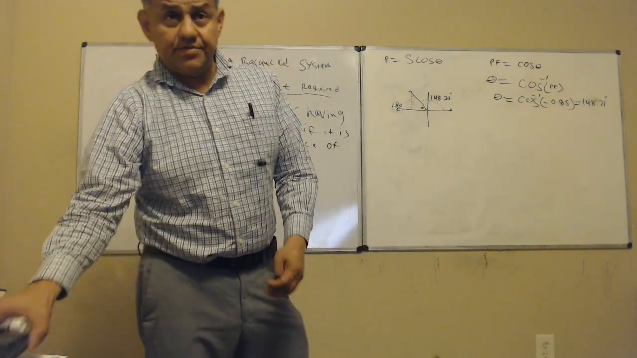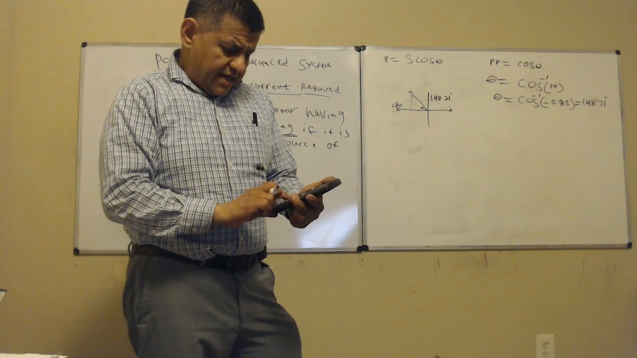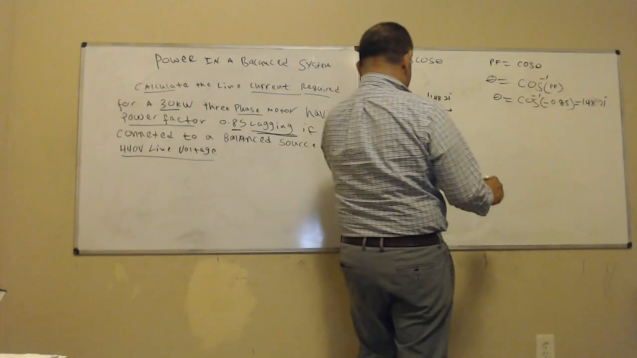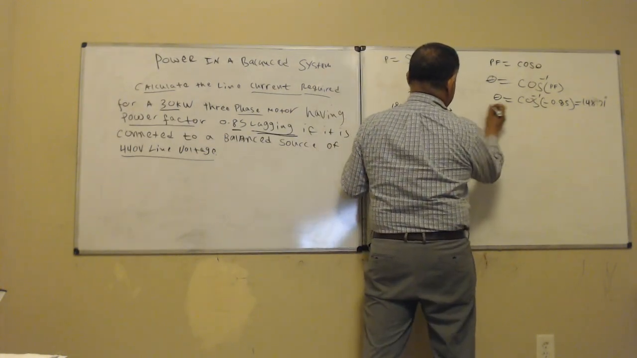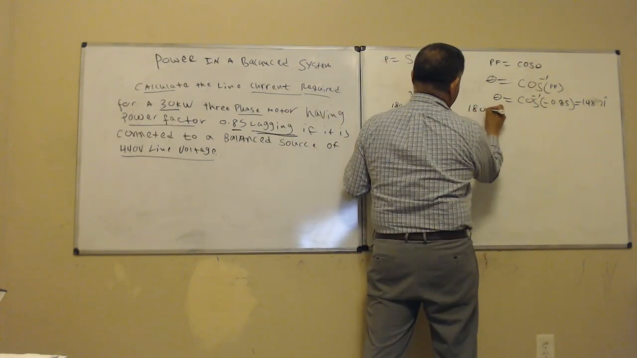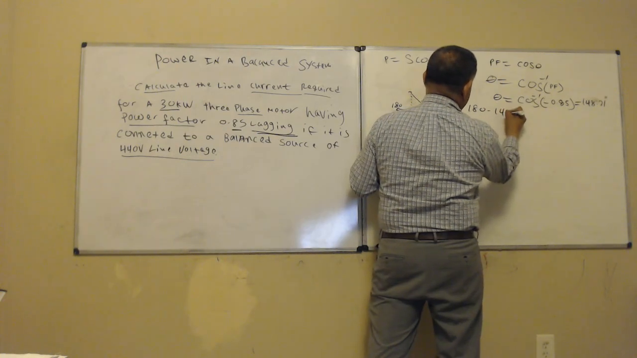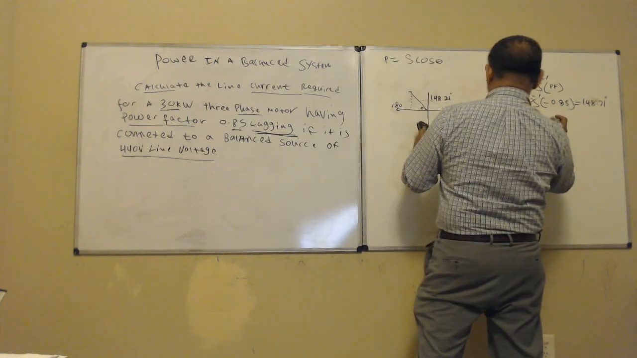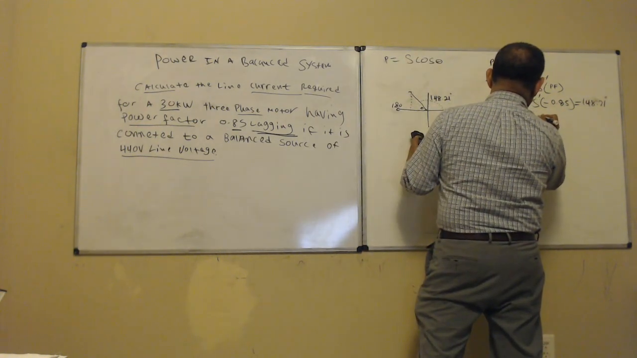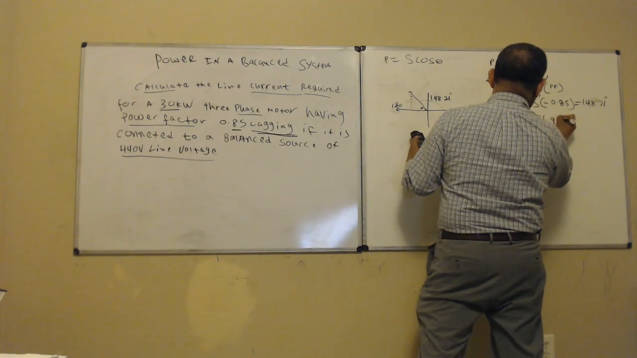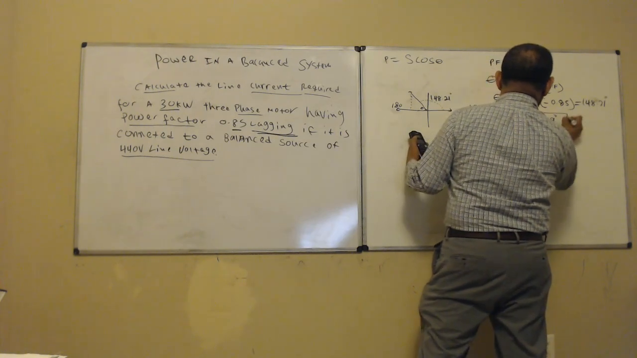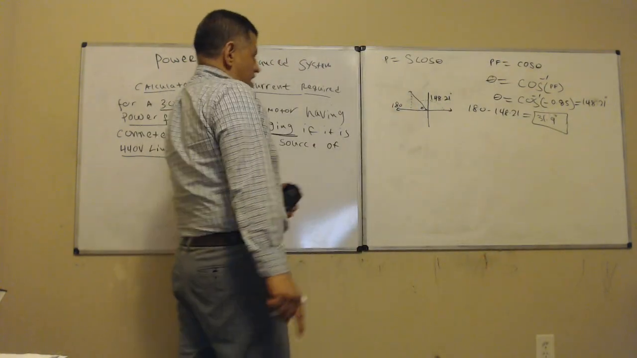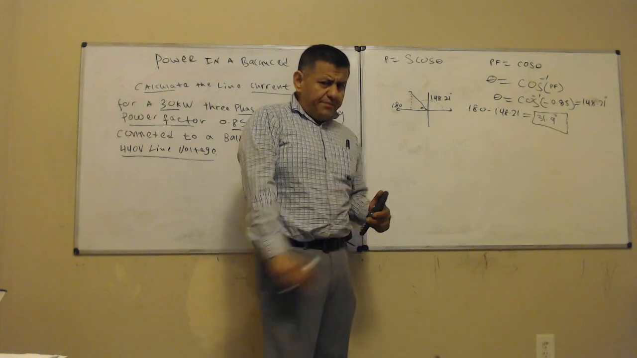And then when I do that, I get 180 minus 148.1, which is equal to 31.9 degrees, right? Now, very important.